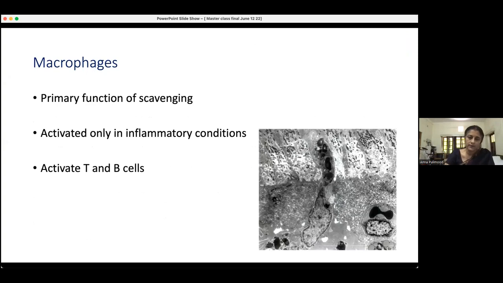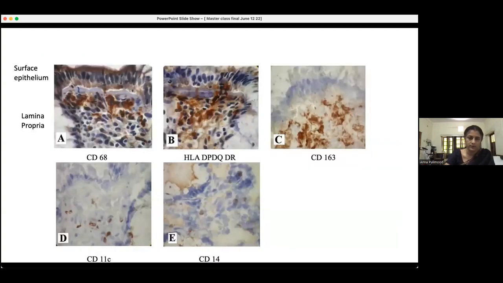Macrophages are a very important cell type in the mucosa. Their normal function is just scavenging. They'll clean up any necrotic material or debris in the mucosa, and anything that comes through from the lumen will immediately be engulfed by macrophages. And macrophages are activated to participate in immune responses only in inflammatory conditions. Normally, they may do a little bit of suppressive activity, but activation comes only when there's some trigger for an immune response.